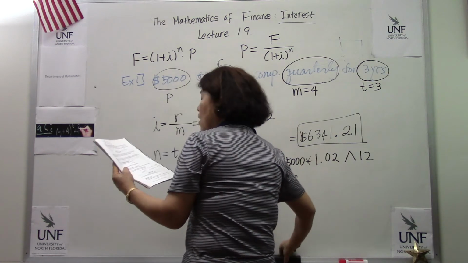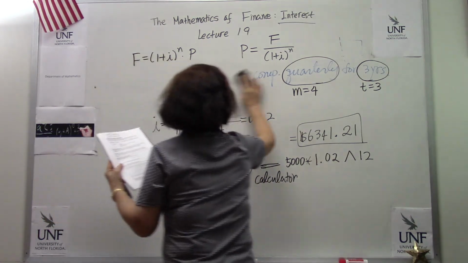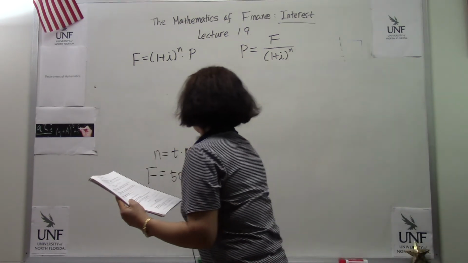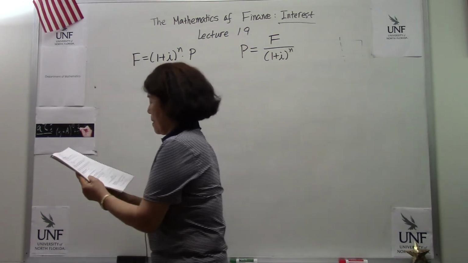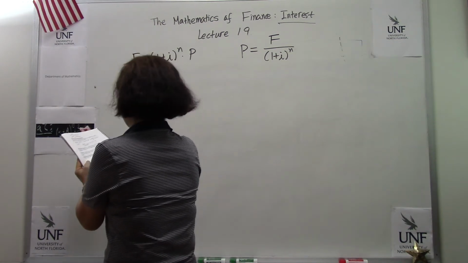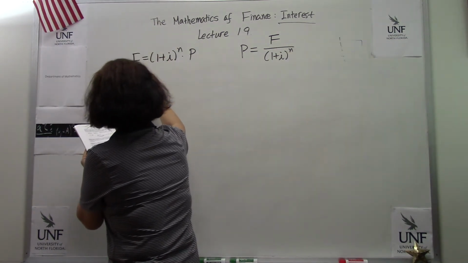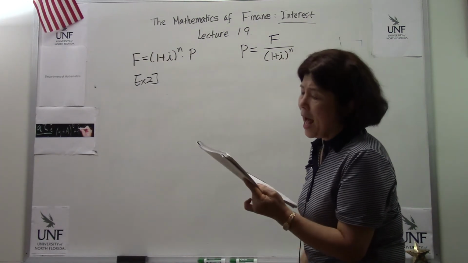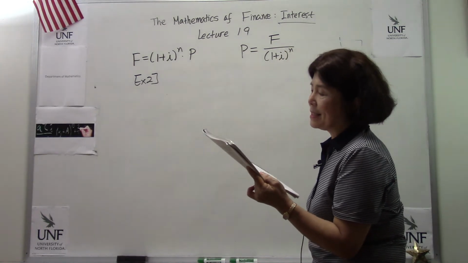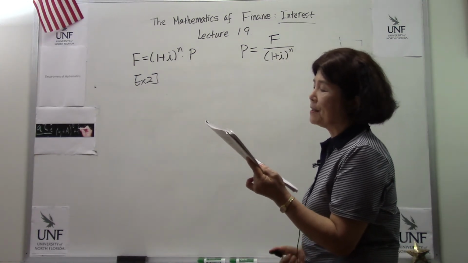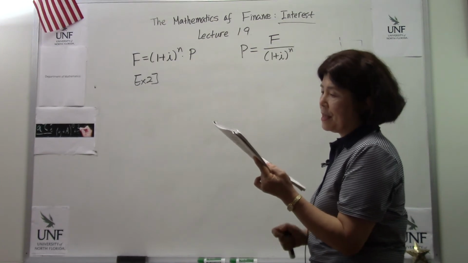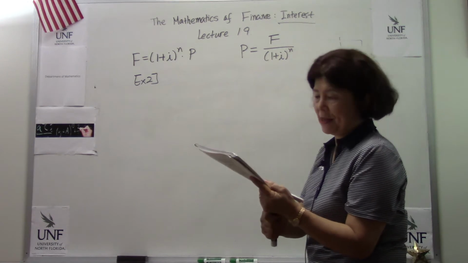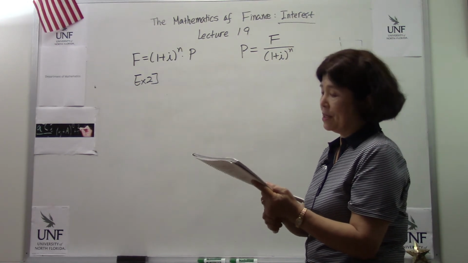Now, computing present value in the second problem. Example 2. Computing the present value. How much money must be deposited now in order to have $8,000 after 5 years if interest is paid at 6% compounded monthly? Did you digest all?